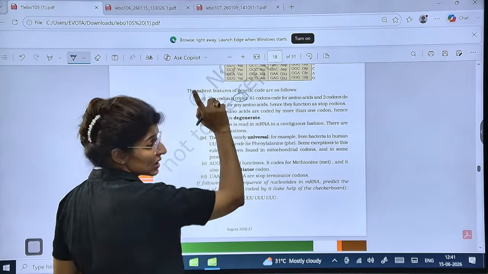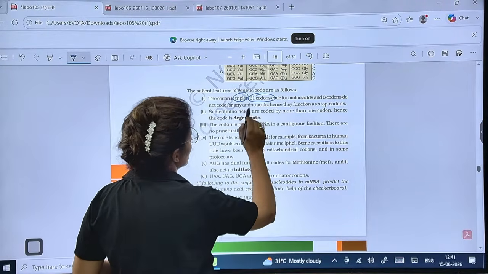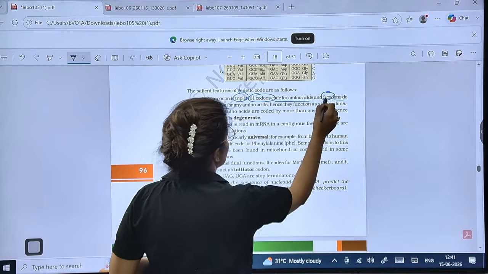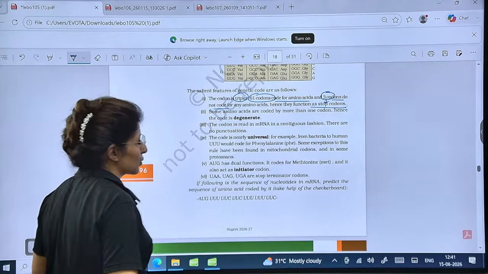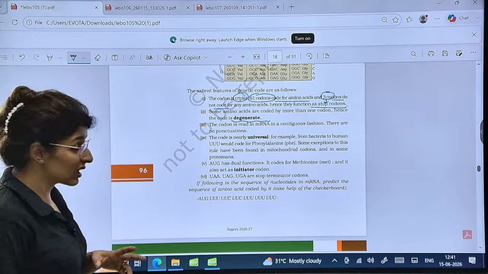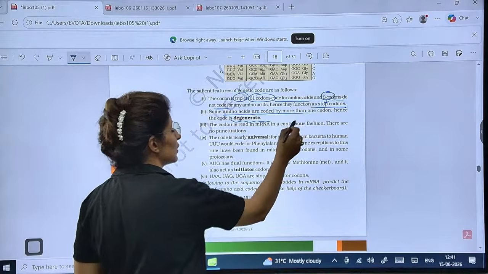Triplet. This was suggested by George Gamow. How many codons are there? Total 64, out of which 61 code for amino acids, and 3 codons do not code, and hence they are known as stop codons. Then the degenerate nature. What is degeneracy? That one amino acid can be coded by more than one codon.